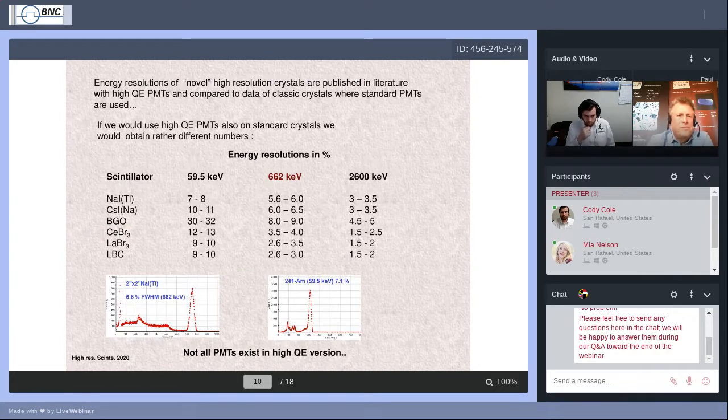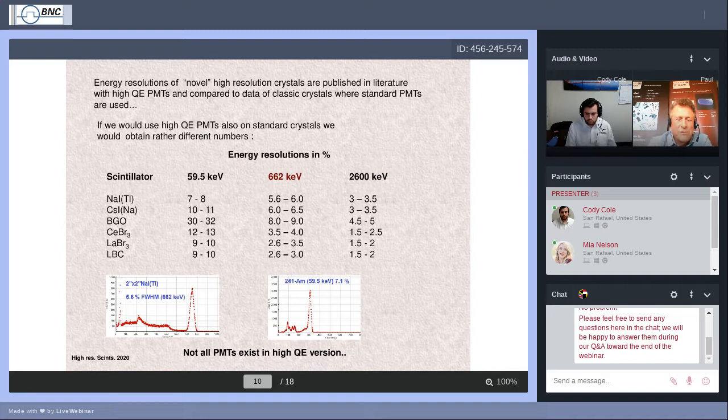Interesting is also that in the literature, we see a lot of publications of newly developed, novel, high-resolution crystals. And if you read very carefully, you'll see that those crystals are always tested with special photomultiplier tubes, which I referred to earlier. They often compare these resolution numbers to classic materials, the alkali halides or BGO, where standard photomultiplier tubes are used. This is actually not a real fair comparison.